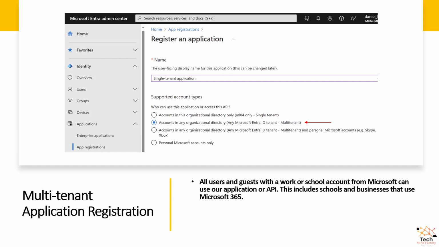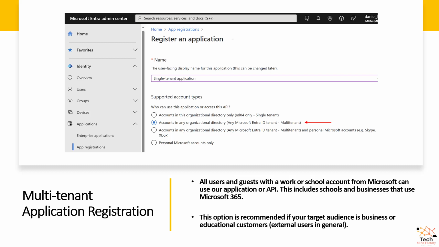Now when we register such an application, again in the Entra Admin Center, we select the second option: accounts in any organizational directory, any Microsoft Entra ID tenant, so multi-tenant. All users and guests with a work or school account from Microsoft can use our application or API. This includes schools and businesses that use Microsoft 365. This option is recommended if our target audience is business or educational customers, so external users in general.